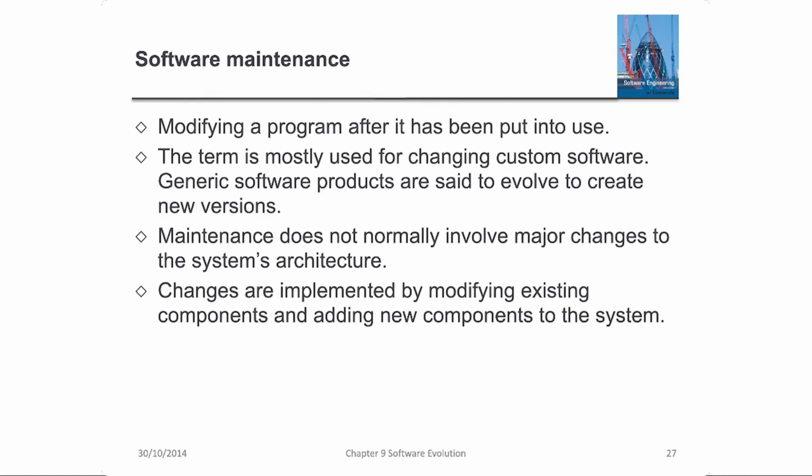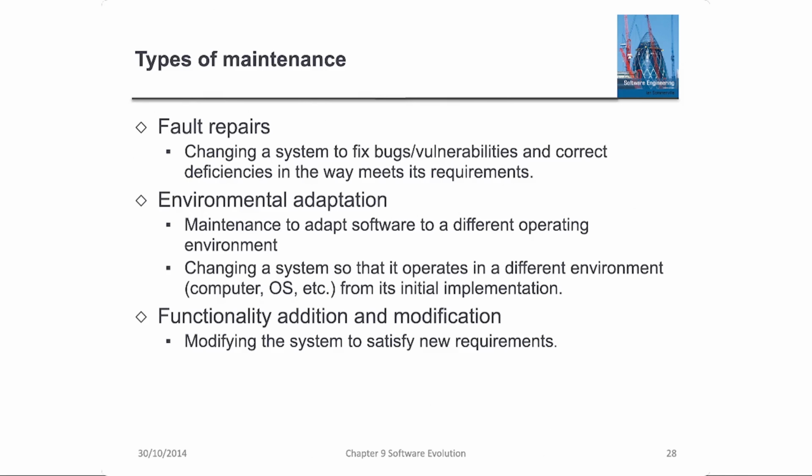So, moving to the next slide, we identify different types of maintenance. In software maintenance, we categorize activities into 3 types: fault repairs, environmental adaptations, or functionality adaptations and modifications. So let's take every single one of them apart.